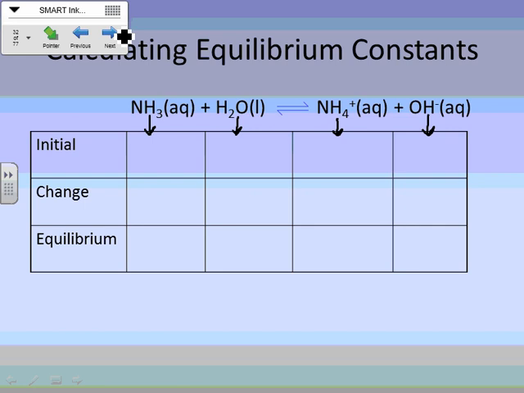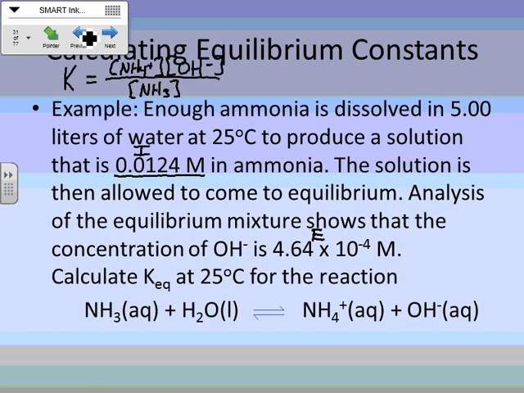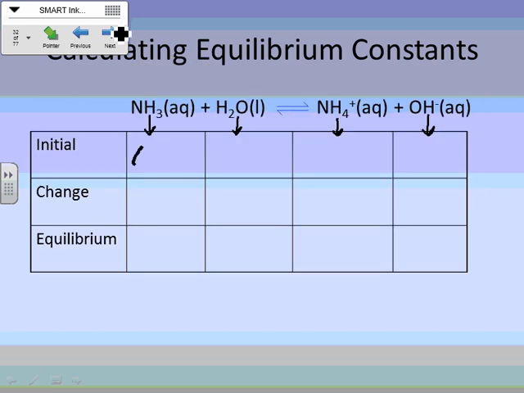Now, for our initial concentrations, let me go back here. This is our concentration of ammonia, right? Our initial concentration, 0.0124. What's our initial concentration of water? Well, that question doesn't really make sense, right? I'm asking you the concentration of a pure liquid. That's why it doesn't go in our equilibrium expression, so it doesn't need to go in your ICE table either. Anytime you have a solid or a liquid, just X out the box. We're not going to use that.